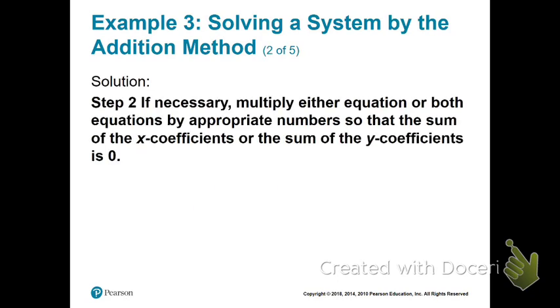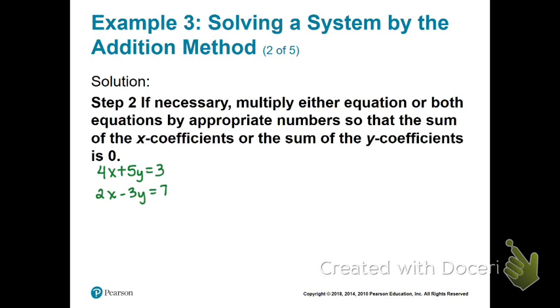Okay? Step 2 says if necessary, we're going to multiply either equation or both equations by appropriate numbers so that the sum of the x coefficients or the sum of the y coefficients is 0. Alright, so yours is on the same page. You can see it above. Mine is not. So I'm going to rewrite this here. So here are my two equations.